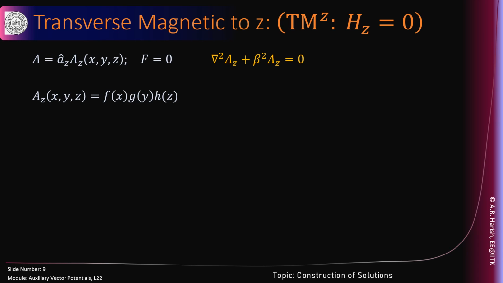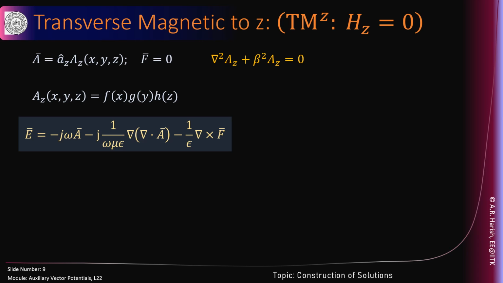follow the separation of variables method, where Az is represented as a product of functions of x, y and z, independent functions, and we find the solution. When we go to the example, it will become obvious. After evaluating Az, the next step is to find the electric field. We substitute A and F in this equation and expand it to get Ex. Notice Ex has contribution due to the Az component because A has only the Az component.